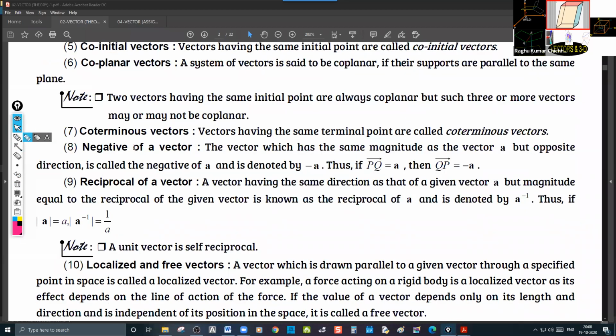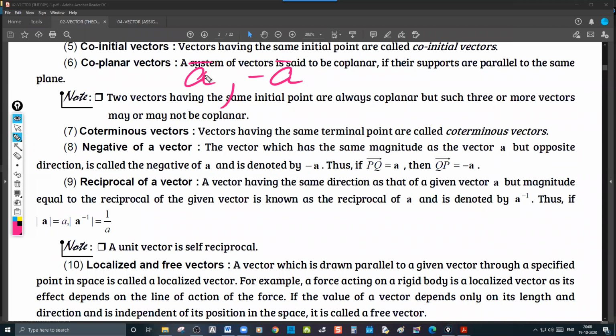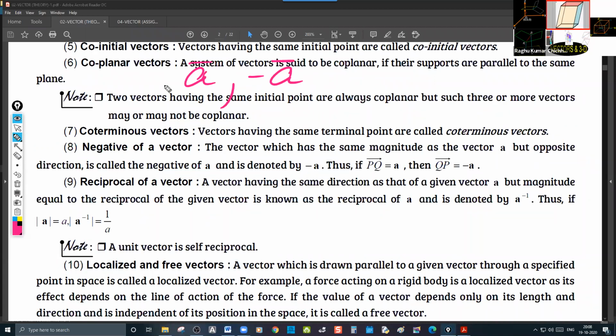Next, negative of a vector, just now you know that. What happens if the vector is given a negative, that is A bar? What is the difference between A bar and minus A bar? Direction. It will become opposite. Yes, exactly. This is in this direction and this will be in this direction. Magnitude, everything is same. Only thing is the direction will be reversed.